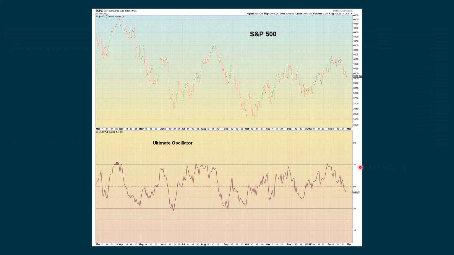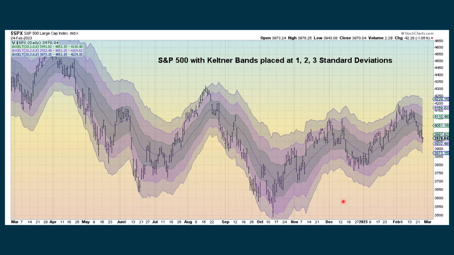The ultimate oscillator going down below 50 and declining, so that is negative. This is a Keltner band measuring 1, 2, and 3 standard deviations above and below current price. A lot of times with the different option strategies, I'll use these bands to determine what strike price I want to implement a particular strategy. This is just showing how we're going down overall, and that's why the Keltner bands are declining as well.